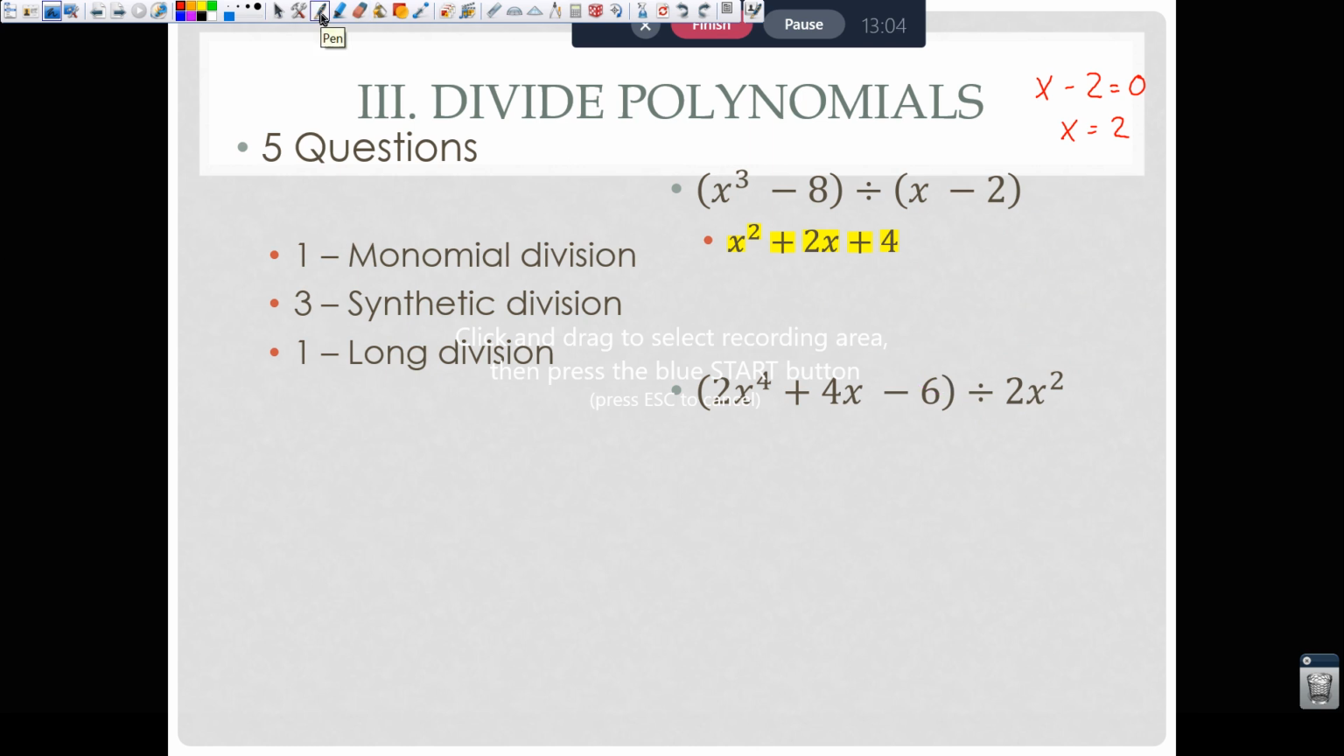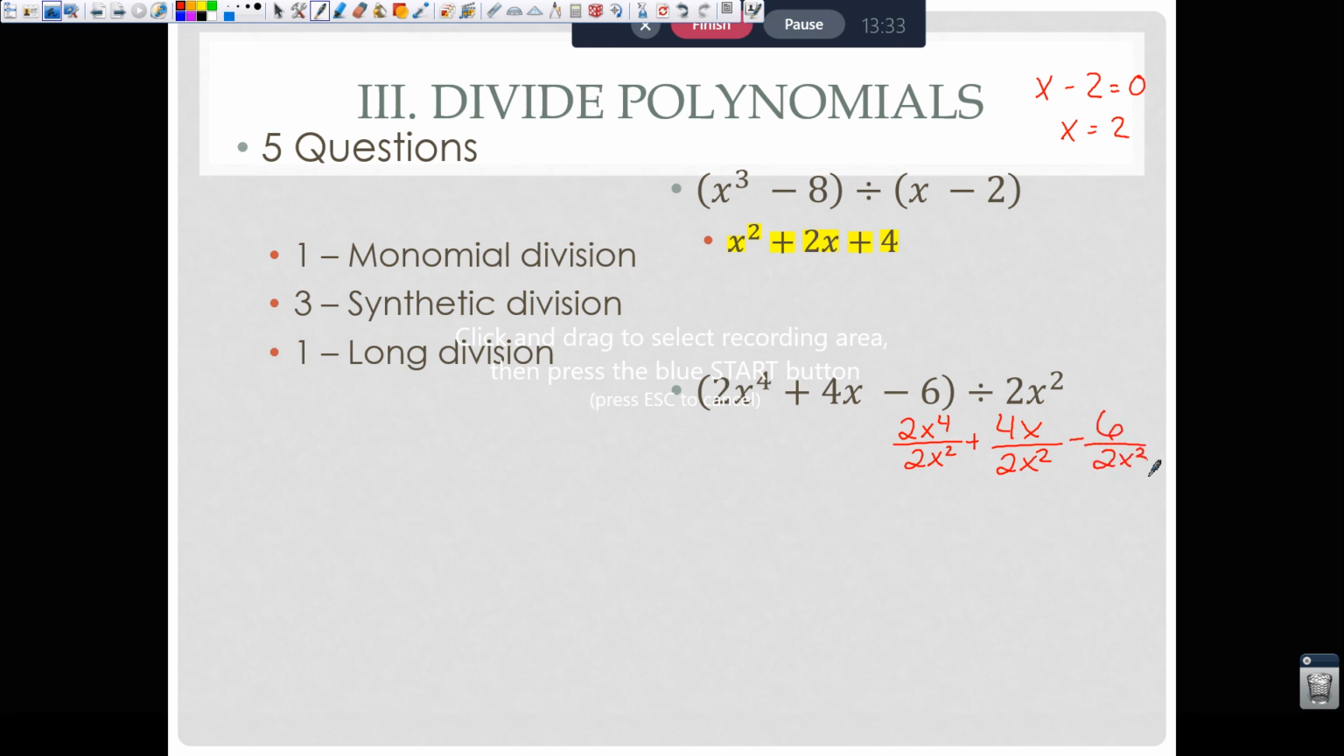Okay, so in this case, this is a monomial, okay? So it's one term. So you're going to divide each term by this one term. So I'm going to have 2x to the 4th divided by 2x squared plus 4x divided by 2x squared minus 6 divided by 2x squared.